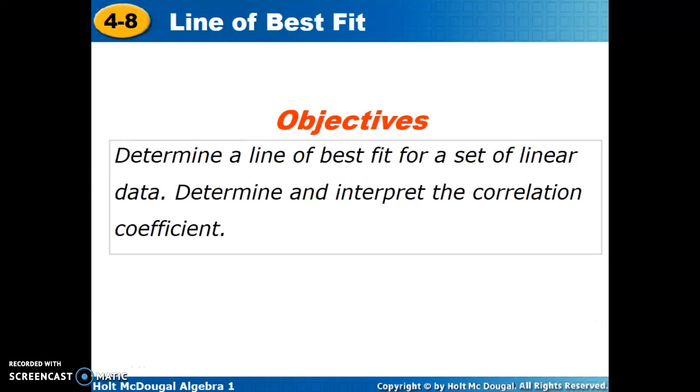Welcome. Today we're going to be talking about Lesson 4.8, the line of best fit. You can see our objectives for the lesson are on your screen. Go ahead and jot down in shorthand: line of best fit for a set of linear data.